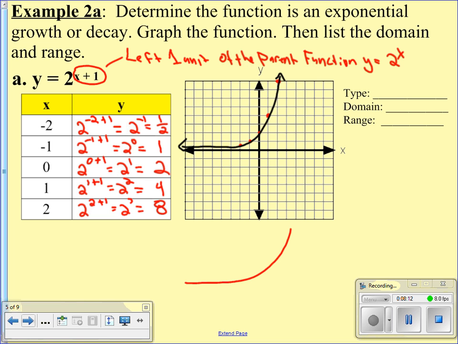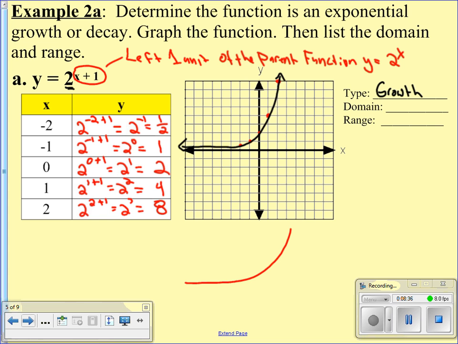So I know the type of graph this is a growth, because I can see in my graph it's growing as I look left to right. Also because of the 2 right here. 2 is a number that is greater than 1, and going back to 7.1, when your base is greater than 1, it is a growth function.